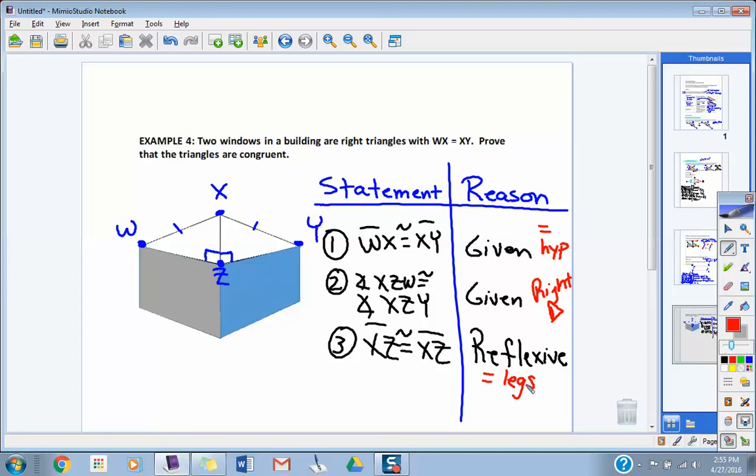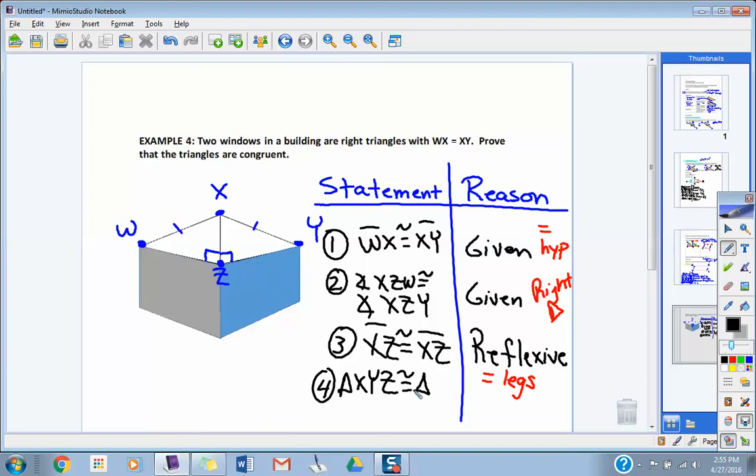Okay? So on these 3 steps right up here, you know you have a right triangle. Both angles were 90 degrees. You know your hypotenuse is equal to each other because that was given to you, and you know that you have a pair of legs that are congruent to each other. So once you've established these three things, which two triangles can you prove congruent, and what's your reason for it? XYZ. Okay, so let me write this down. Triangle XYZ congruent to triangle XWZ.